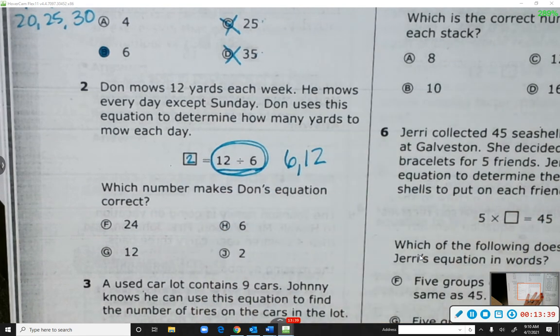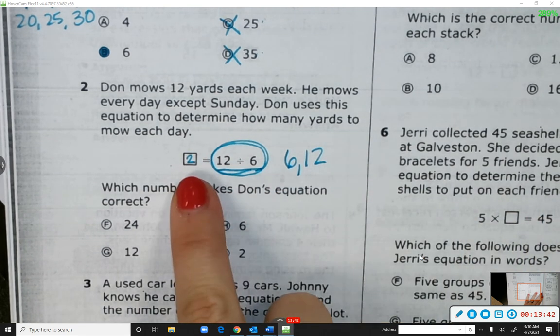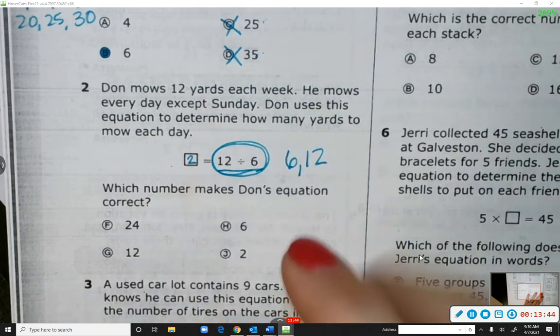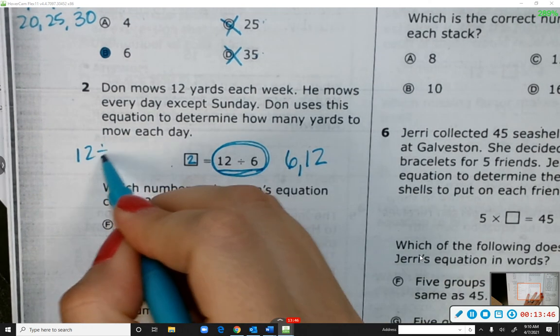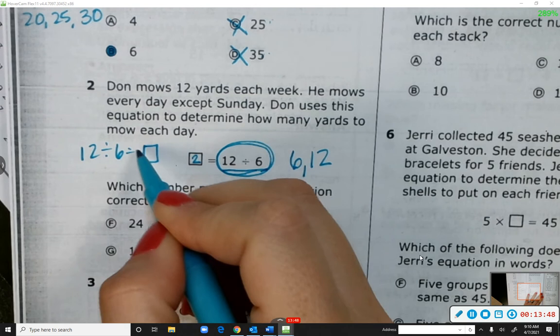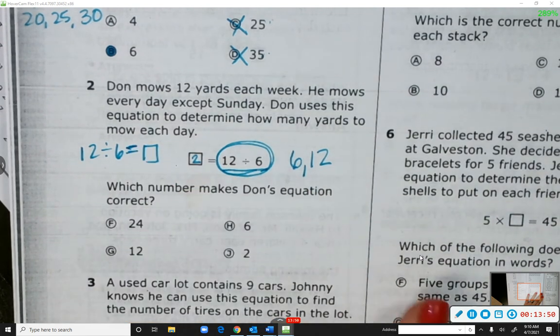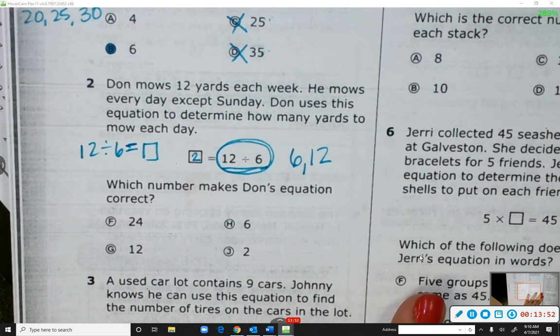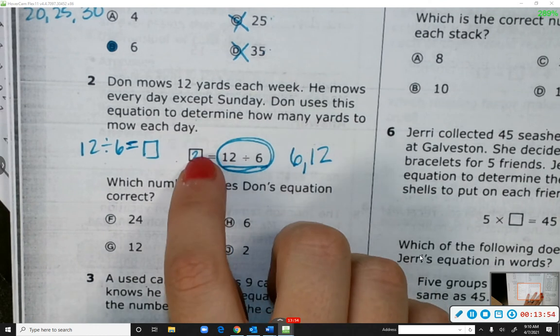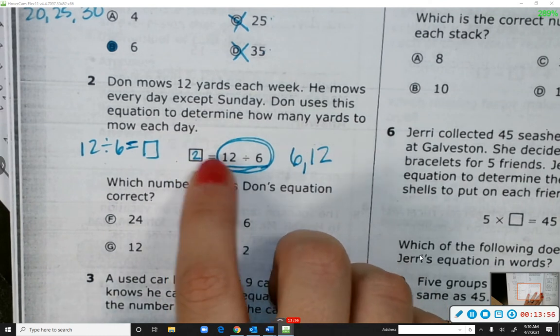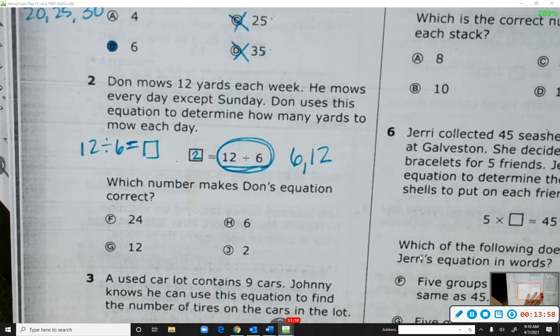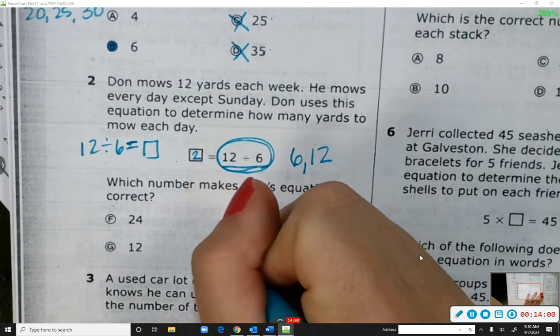Okay, so this one might have been a little bit confusing because they put the box in the front when normally you would see the box at the end, okay, like that. So we weren't looking for the total, we were looking for the answer to this division sentence. Okay, so J is correct.